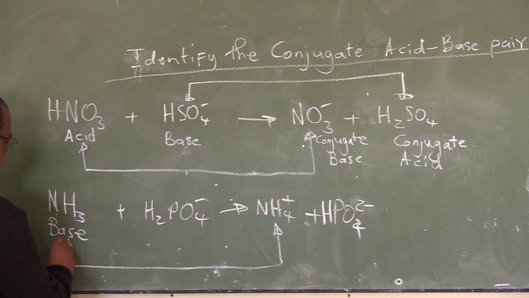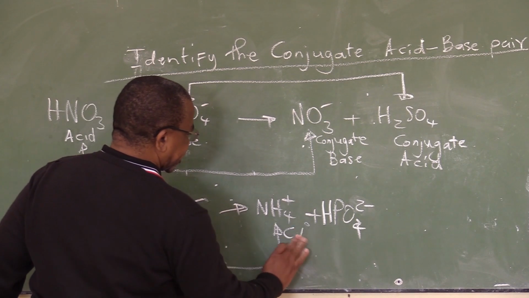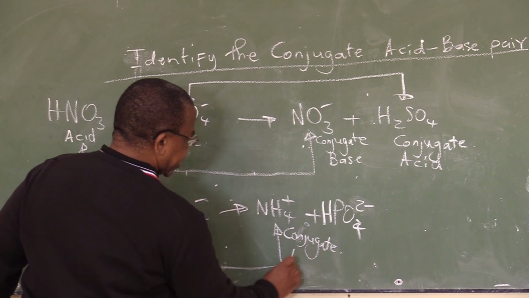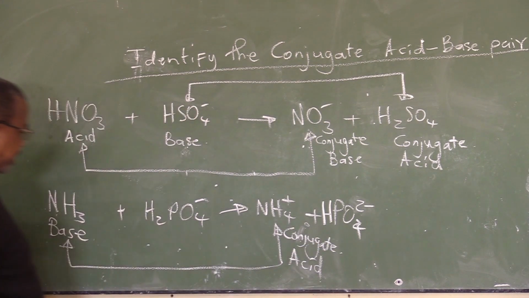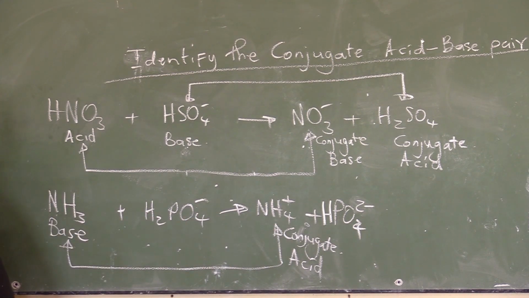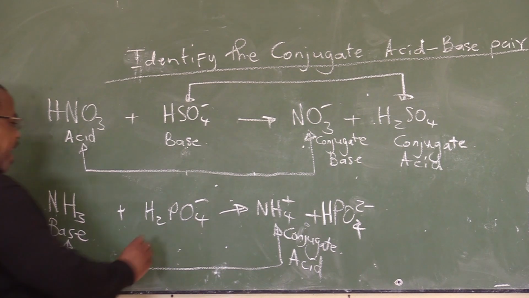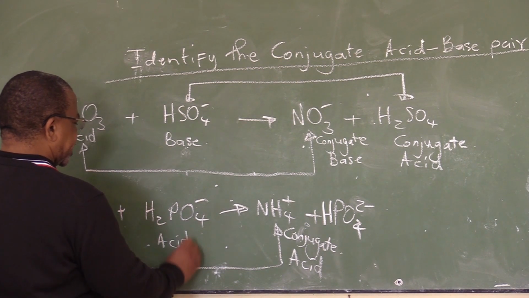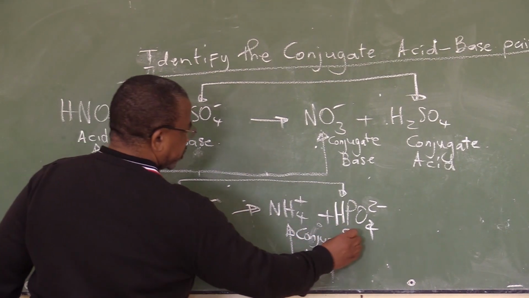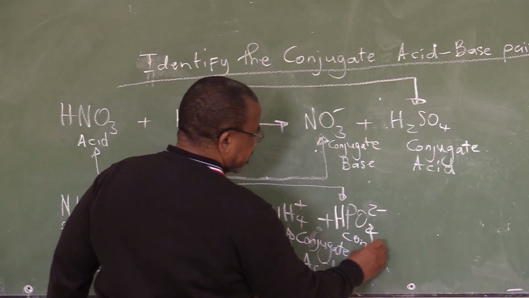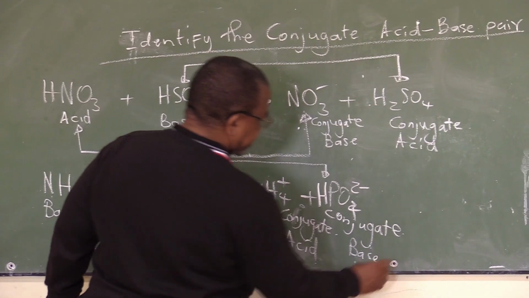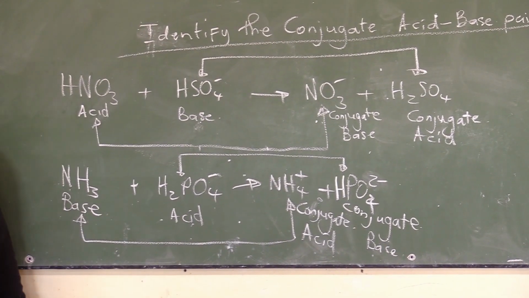becomes a conjugate acid. It's a base, this one is a conjugate acid. So obviously this one will become an acid, this one becomes a conjugate base. So this one becomes a conjugate base.